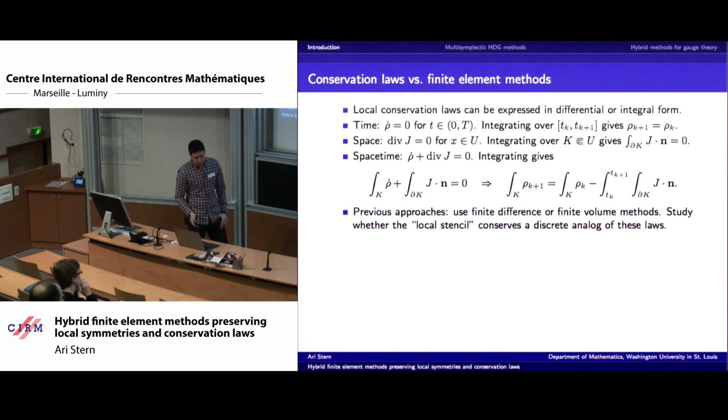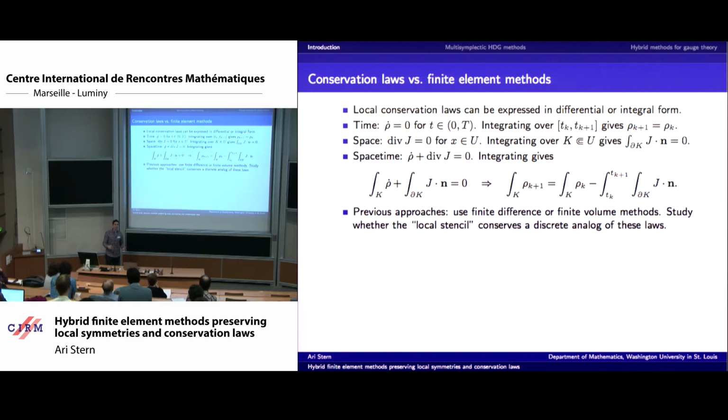And the way one typically does this for a finite difference or finite volume method is you look at a local stencil that basically describes how you discretize the derivatives, how values at certain points are related to the neighboring points. And you maybe come up with some discrete analog of, what does a discrete divergence mean for this particular kind of method? And you come up with a way of seeing whether in this analogous discrete sense, you might have something like this conservation law holding.